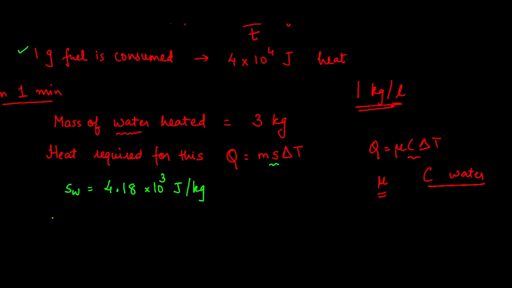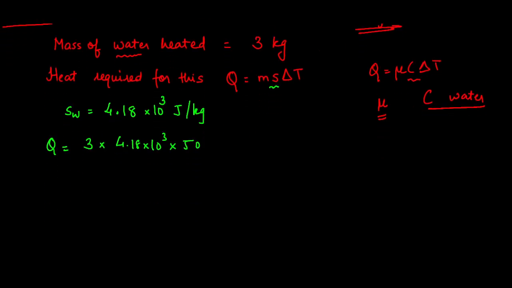Okay, so let's begin. So Q is equal to, I am proceeding, Q how much mass? 3 kg. S 4.18 into 10 raised to 3. Delta T is 50, right? So what do we get here? 3 into 4.18 into 50. So that is 627. 627 into 10 raised to 3 joule. Okay, so 6.27 into 10 raised to 5 joule.